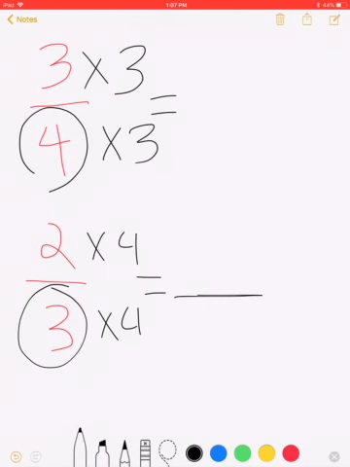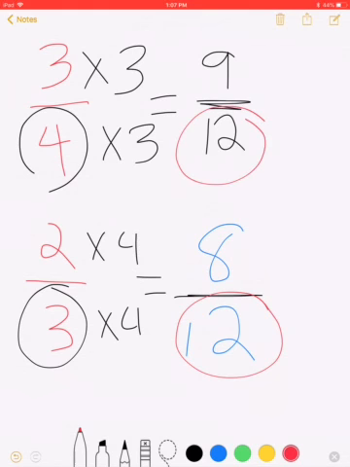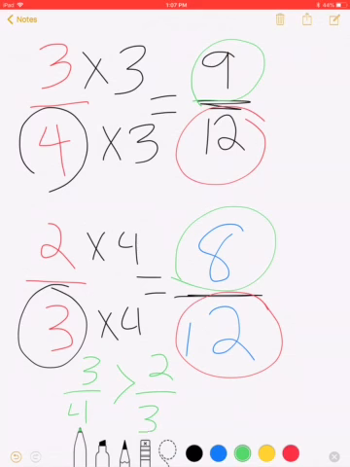by 4 because I want them to get the same denominator. Again, I'm not changing the value. I'm just making an equivalent fraction. So on the top here I get 9/12, and on the bottom here I get 8/12. Well, now that they have the same denominator, I can just look at the numerator and say which one's greater. 9 is greater than 8, so I can do 3/4 is greater than 2/3.